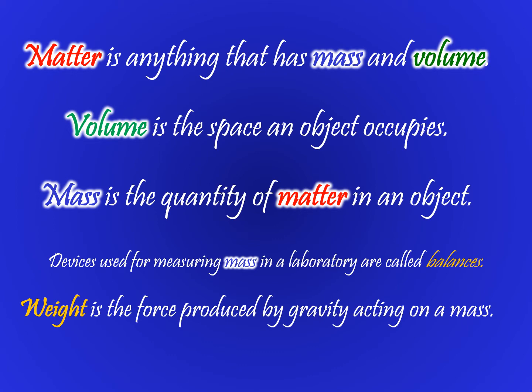Mass, on the other hand, is a little bit harder to define, at least especially in words, because you can say that mass is the quantity of matter in an object, but that's kind of funny because look at how we defined matter. Matter is anything that has mass and volume. And then we're defining mass using the word matter. We're defining the word matter using the word mass. It's kind of going in a circle there.